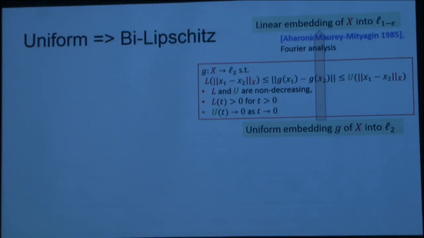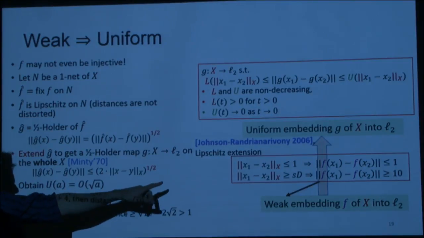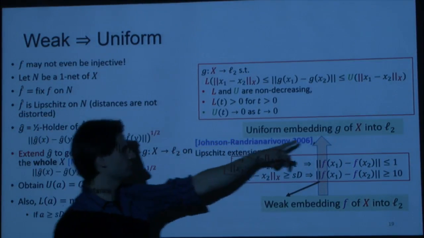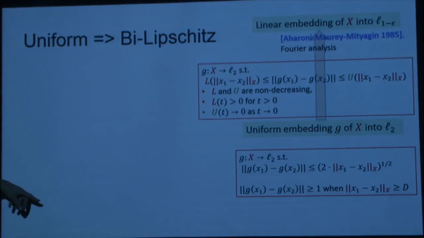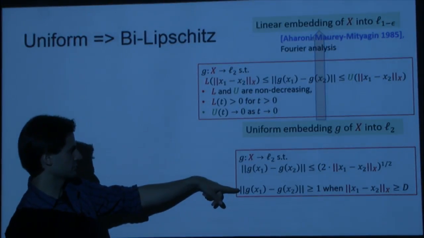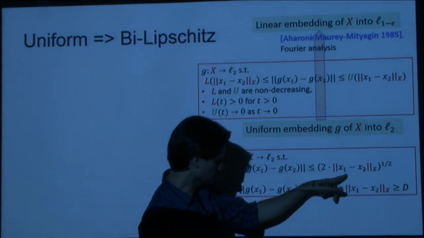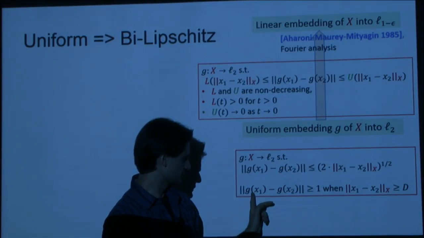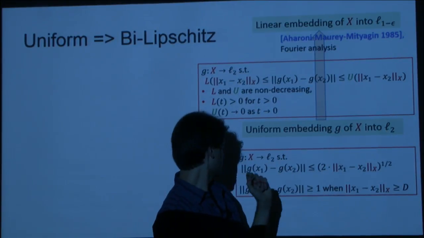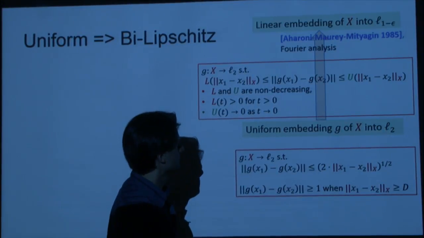Okay, so just to finish. What we obtain is a uniform embedding of our norm into L2 with certain functions U and L. And just to repeat them here, these are the functions U and L that we obtain. In particular, the distance in the image is at most root of 2 times the original norm. And the distance in the image is at least 1 if the original distance was at least that.